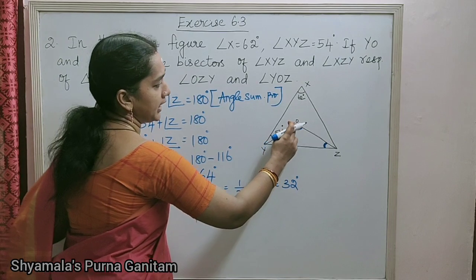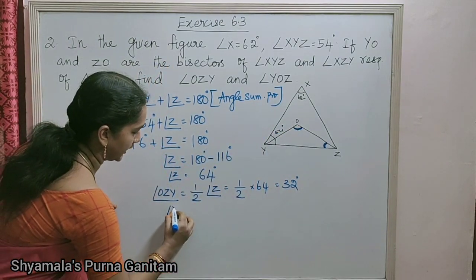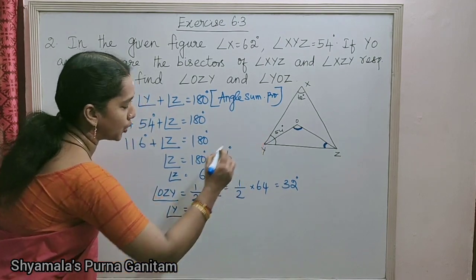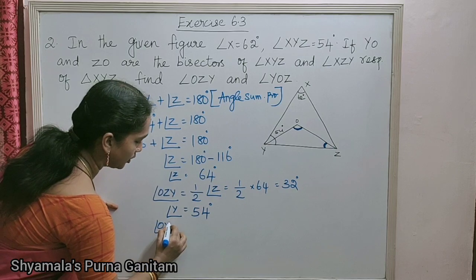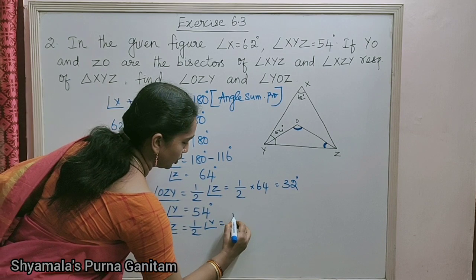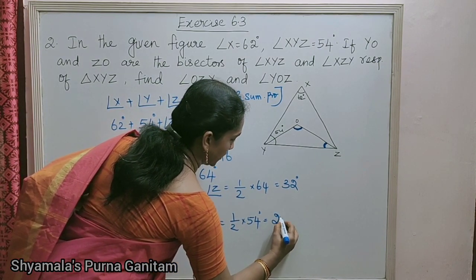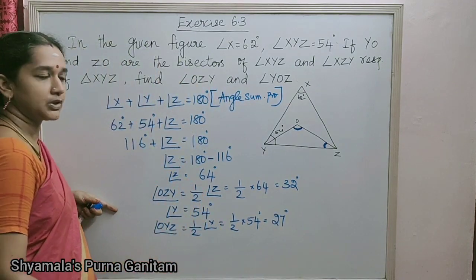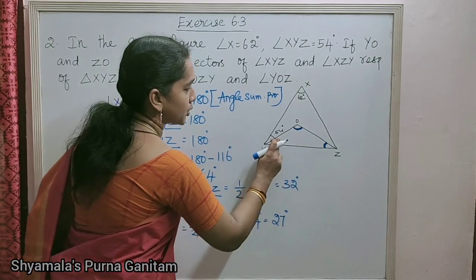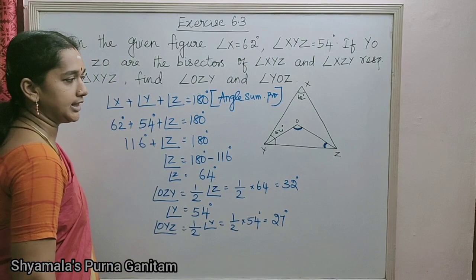Okay, in the same way, angle Y is given as 54 degrees. So angle OYZ is half of angle Y. Half of 54 is 27, so it is equal to 27 degrees. So this angle we got as 32 degrees, and angle OYZ we got as 27 degrees.